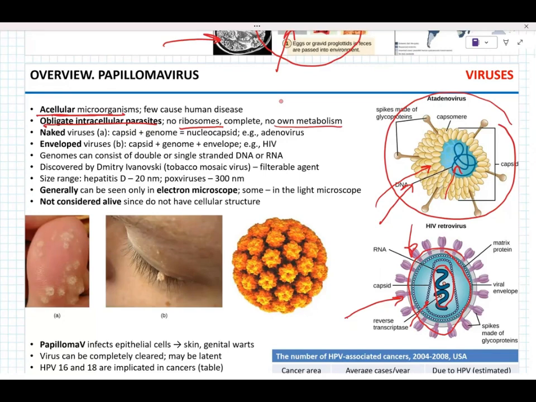So, for instance, rhinoviruses that cause the common cold are naked viruses. The only thing that can prevent the transmission is hand washing. I mean, obviously, not interacting with people also helps, but hand sanitizer doesn't work. Make sense?